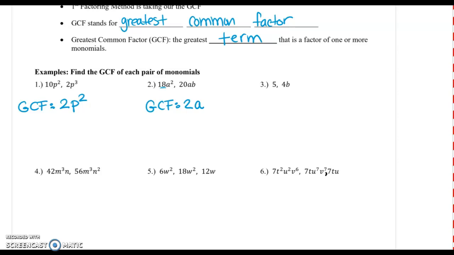For number 3 here, if we look at our GCF between 5 and 4, the only thing that could go into both 5 and 4 would be 1. And then b and no b would be no b. So our GCF here is just 1.